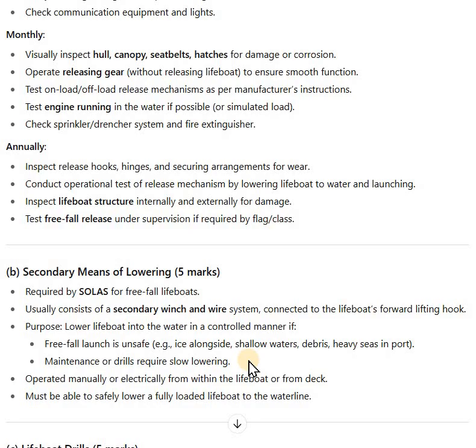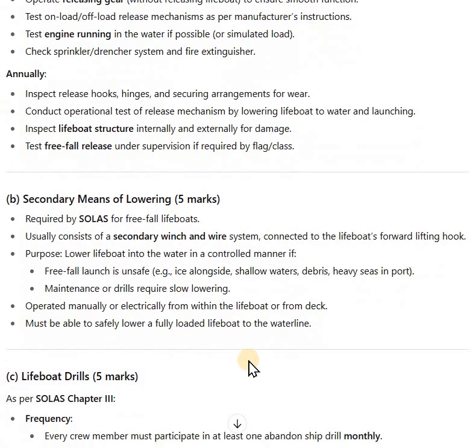Annually: inspect release hooks, hinges and securing arrangements for wear. Conduct operational tests of the release mechanism by lowering the lifeboat to the water and launching. Inspect lifeboat structure internally and externally for damage. Test free fall release under supervision if required by flag or class.